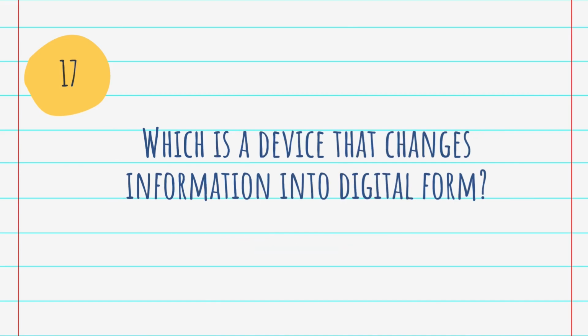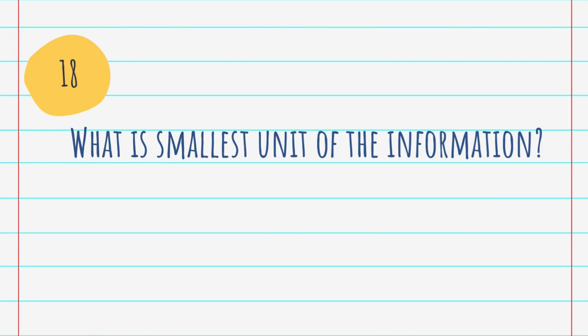Question number 17. Which is a device that changes information into digital form? Answer is digitizer. A digitizer is a hardware device that receives analog information such as sound or light and records it digitally.